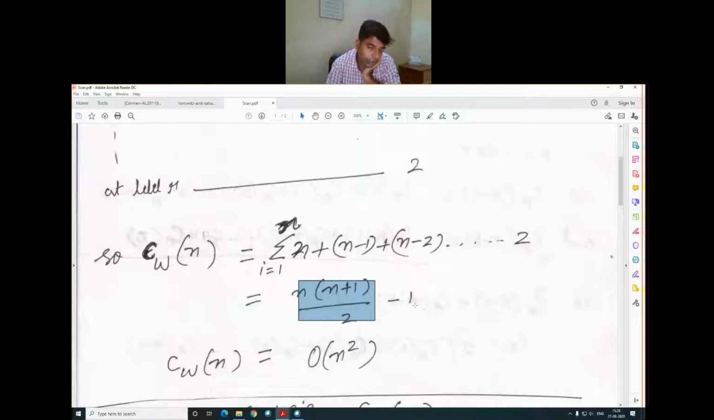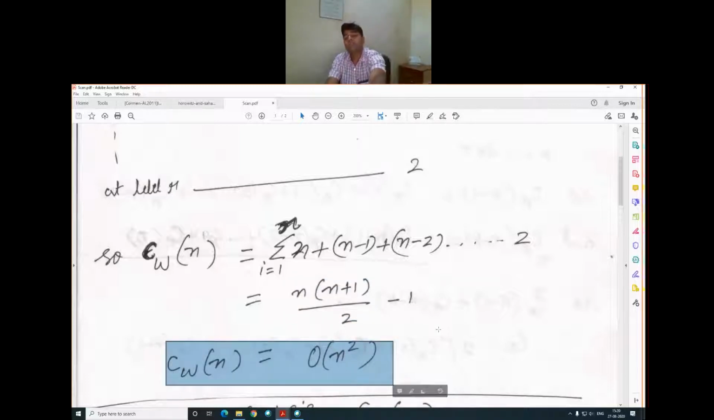And what is the dominating term in big O notation? n square plus n, divided by 2, minus 1. From here we can see that n square is the dominating term in the equation. So the worst case analysis of the quicksort algorithm is big O of n square.